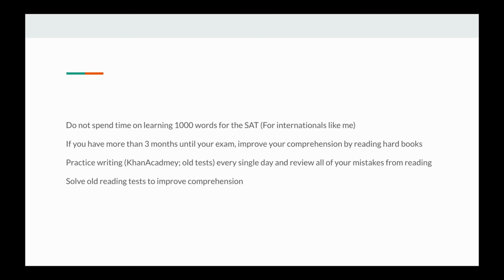And once again, solve old reading tests to improve your comprehension, because old reading passages are harder than the new ones. So if you are able to fully understand these old reading passages, then you'll have no problem with the new passages on the digital SAT.